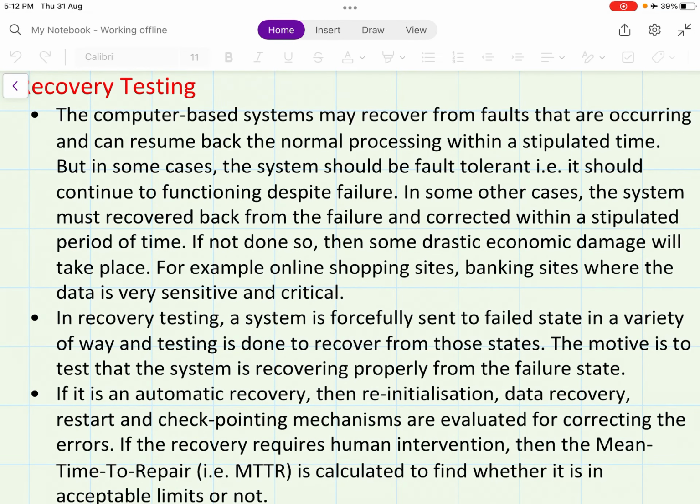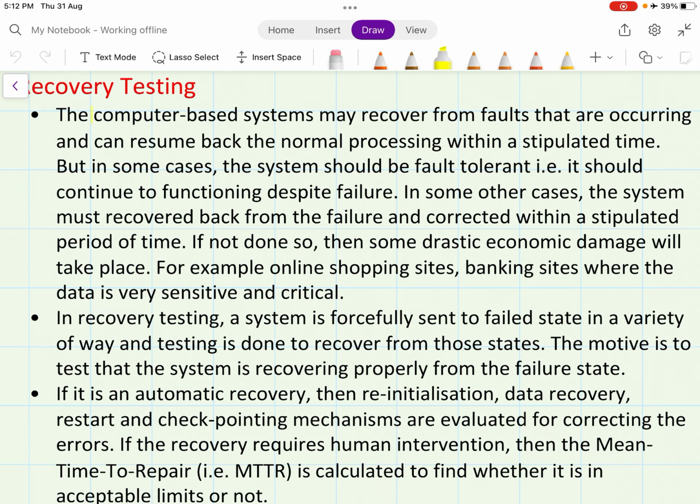Recovery testing. The computer based system may recover from faults that are occurring and can resume normal processing within a stipulated time. But in some cases, the system should be fault tolerant. That is, it should continue functioning despite failure.